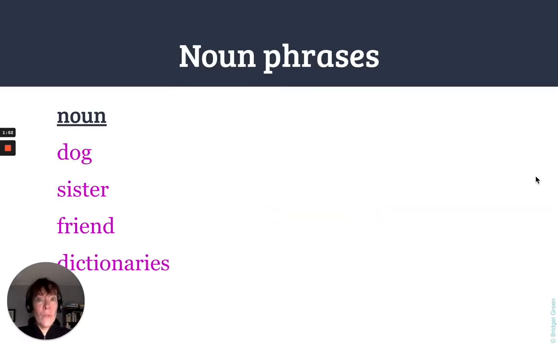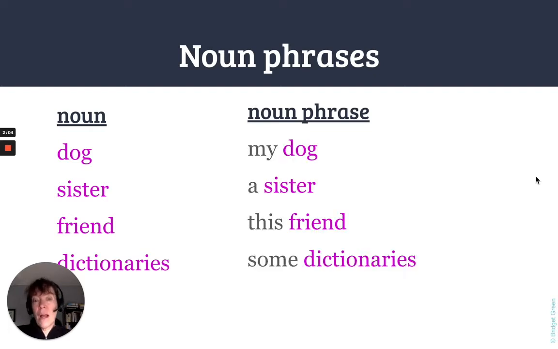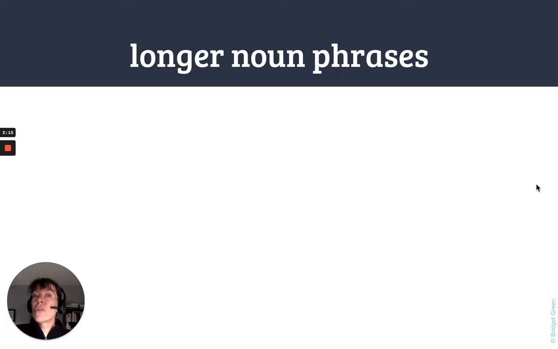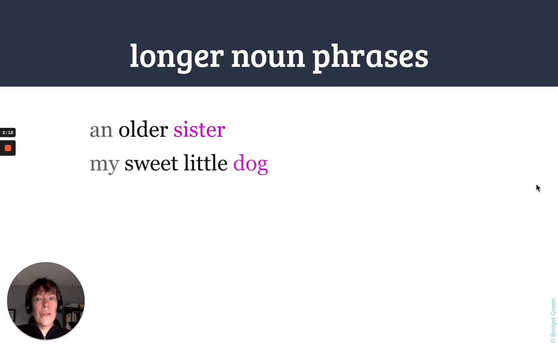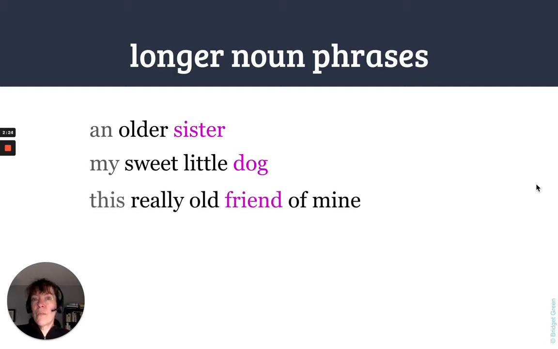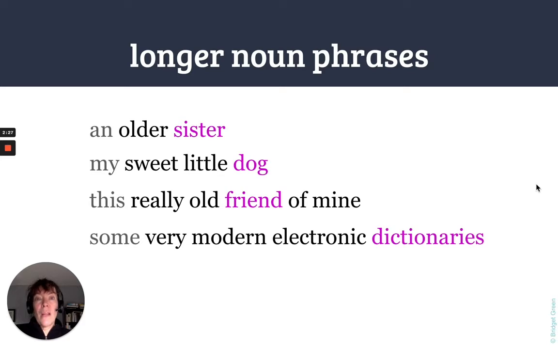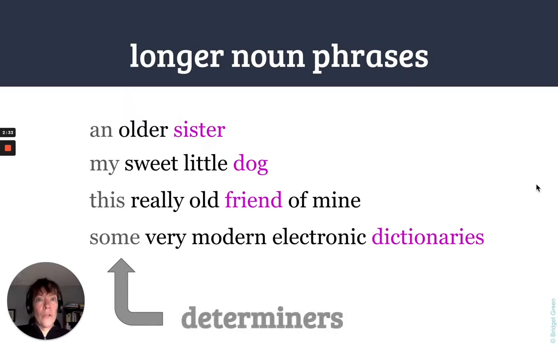Okay, so noun phrases, as we said, can be just a noun: dog, sister, friend, dictionaries. These are noun phrases, but also noun phrases can be longer: my dog, a sister, this friend, some dictionaries. Again, that is also a noun phrase. Okay, and those things at the beginning there are what we call determiners. These can also be longer again: my older sister, my sweet little dog. Those are adjectives. This really old friend of mine. Some very modern electronic dictionaries. Again, in front of these longer phrases, we still have those determiners.